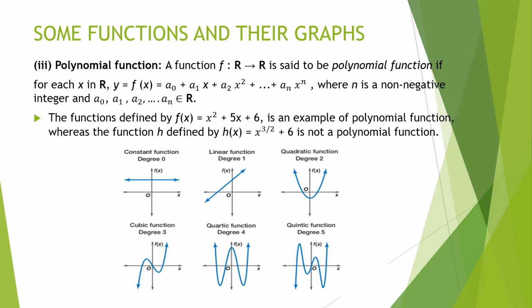Here the graphs are given for the constant function. We have just seen linear function means it will be a line. Quadratic means it will have two roots, so it will intersect the x-axis at 2 points. Cubic function, quartic function of degree 4 and quintic function of degree 5.